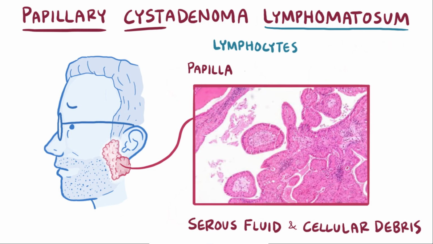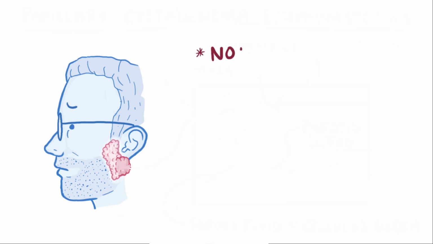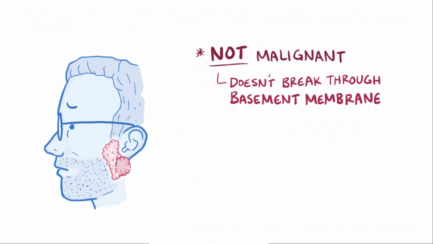Looking at histology, we can see the papilla, the lymphocytes, and the cystic space where the serous fluid and the cellular debris are. Now, Warthin's tumor isn't malignant, meaning that it doesn't break through the basement membrane layer of the tissue, although there is a connective tissue capsule which usually forms around the growing tumor, which clearly demarcates it from the rest of the parotid gland.